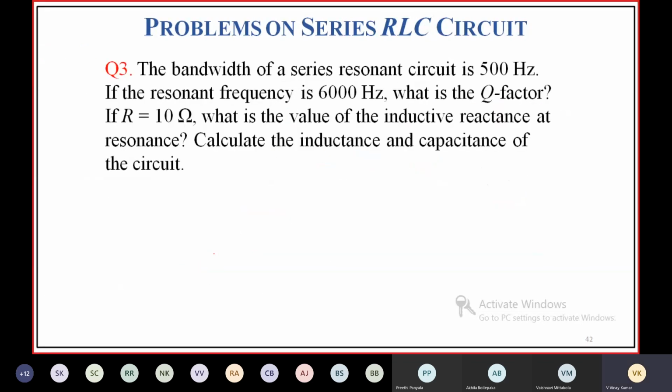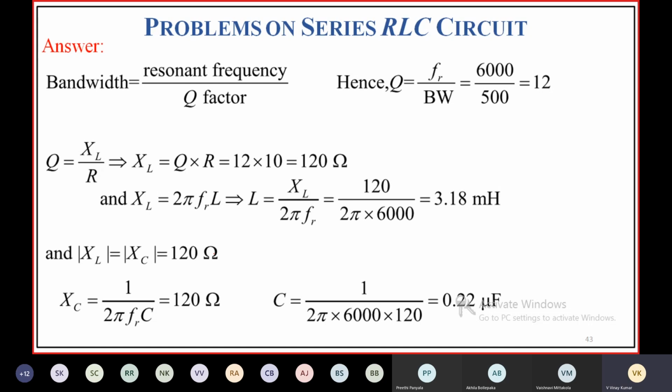The last question. The bandwidth of a series resonant circuit is 500 Hz. If the resonant frequency is 6000 Hz, what is the Q factor? If R is equal to 10 ohms, what is the value of inductive reactance at resonance? Calculate the inductance and capacitance. You know bandwidth is equal to resonant frequency by Q factor, so Q is equal to FR by bandwidth. Then you can find Q is equal to 12.